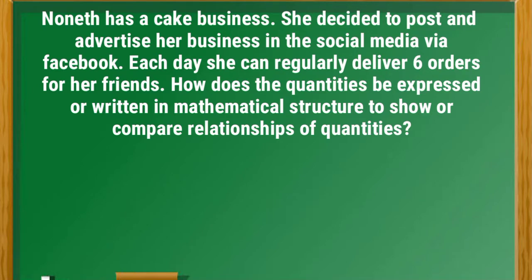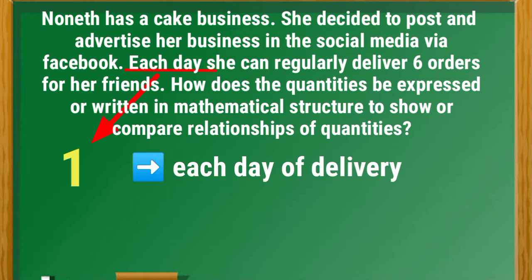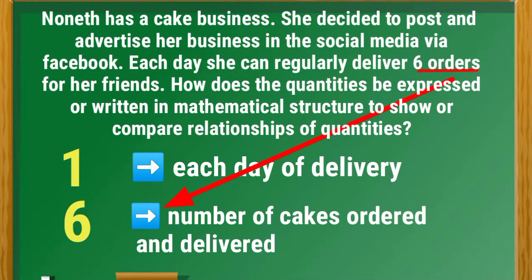Example, Nuneth has a cake business. She decided to post and advertise her business on social media via Facebook. Each day, she can regularly deliver 6 orders from her friends. How can the quantities be expressed or written in mathematical structure to show or compare relationships of quantities? In the problem, there are 2 quantities mentioned. One refers to each day of delivery and 6 for the number of cakes ordered and delivered.